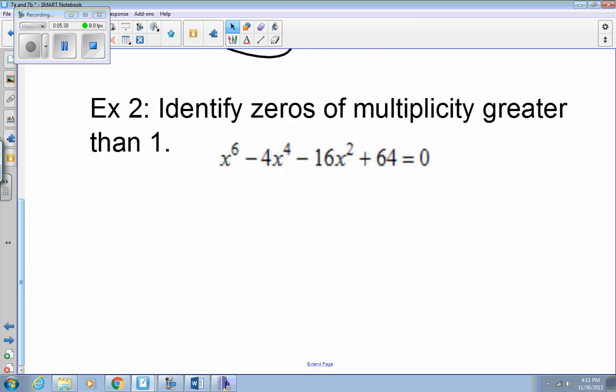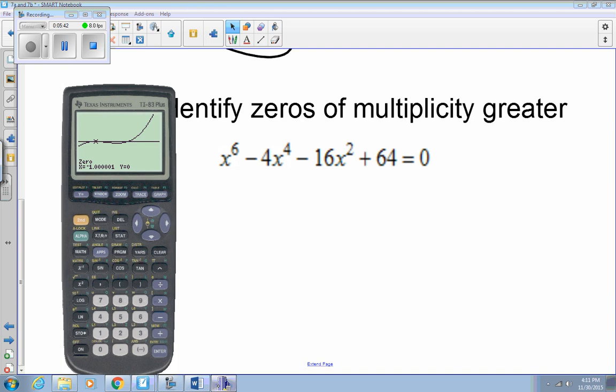Last example. Let's put this into the calculator. So I have it in the calculator now. Graph it. Uh-oh. Not graphing correctly. Whatever happens to you, Zoom 6. You're probably telling me that already. Zoom 6. Look at the graph. I can't tell what's going on here. So let's zoom in again.